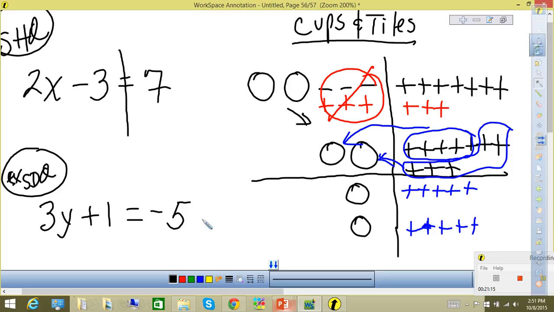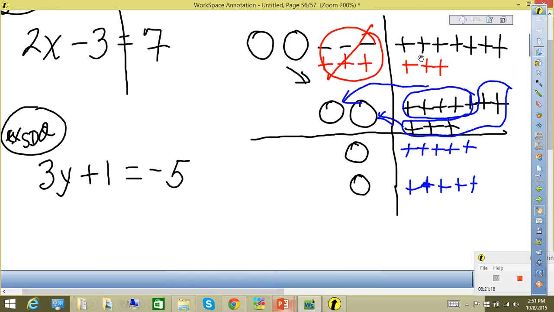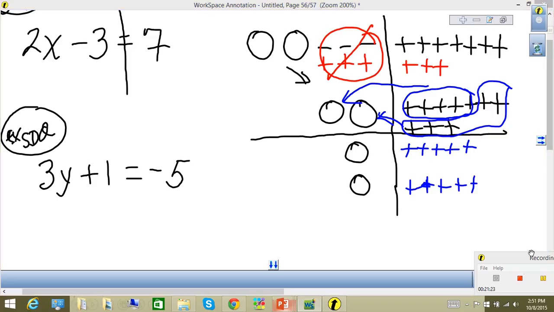Negative 5. See how you do with that one using cups and tiles? I'll leave this one as an example. Copy that and go.